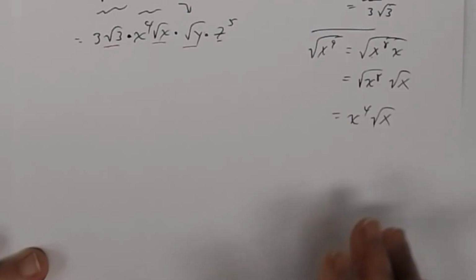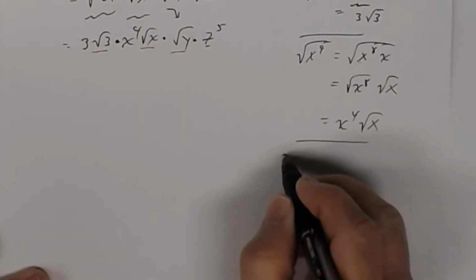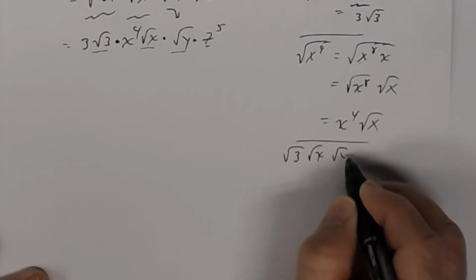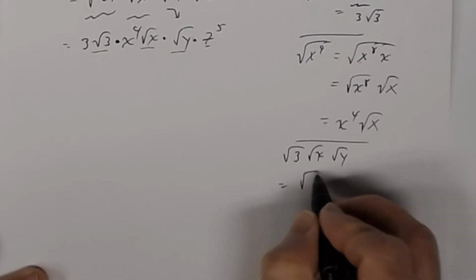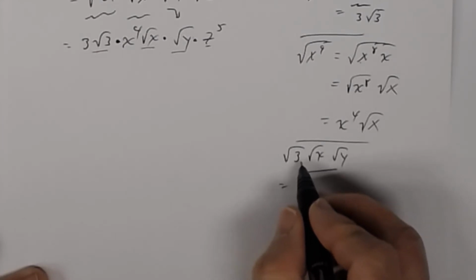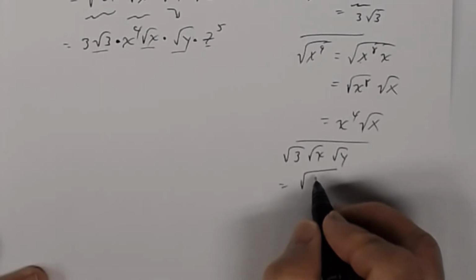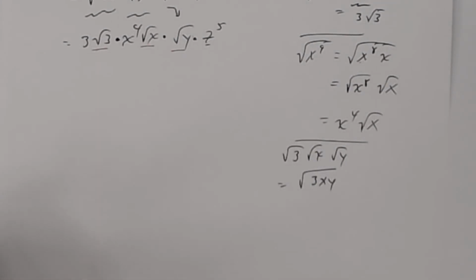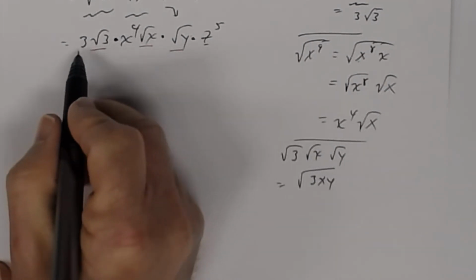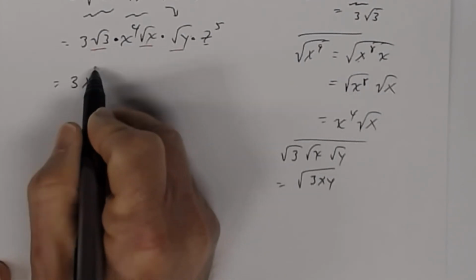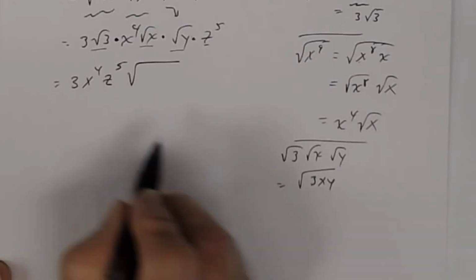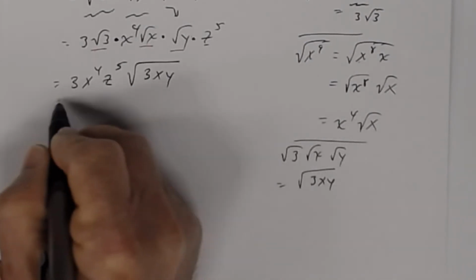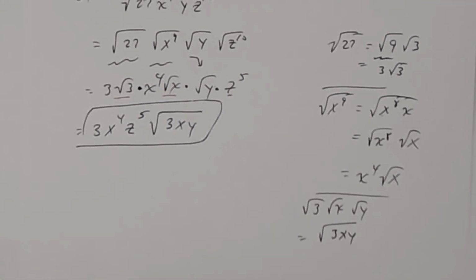So here's what I have. I want you to think about what we have here. The square root of 3, square root of x, square root of y. You see how you're multiplying radicals where the indices are the same. So I can write this as one square root just by multiplying the radicands together, 3xy. That's going to be at the end. Now I'm going to write everything else in front: 3, x to the 4th, z to the 5th, times the square root of 3xy. Very simple, isn't it? Very simple process.